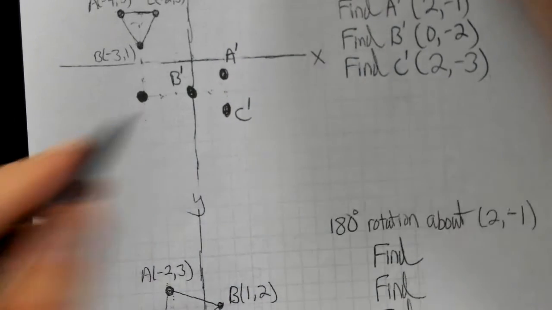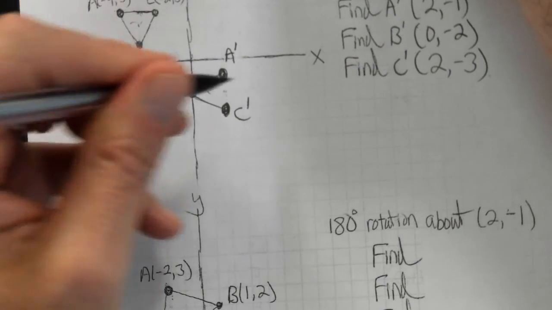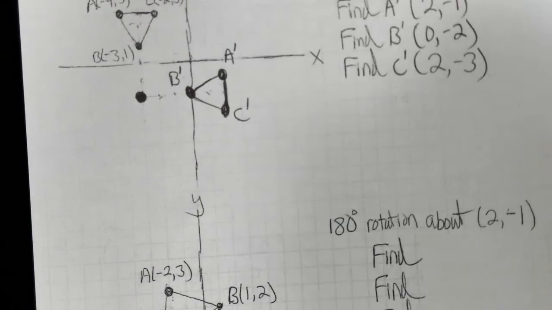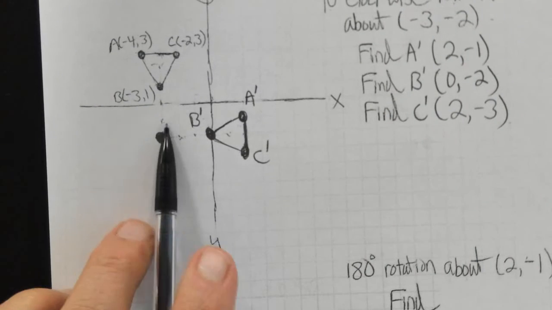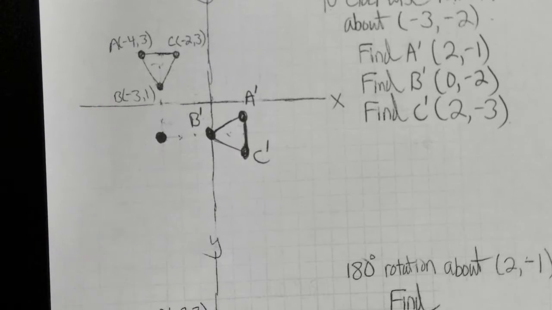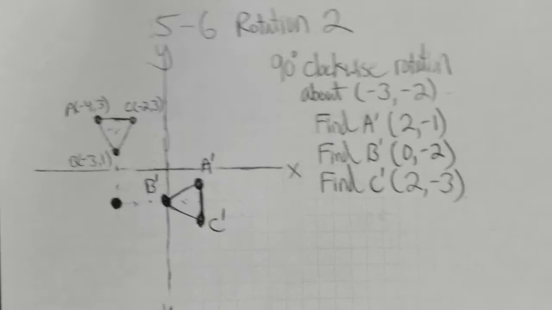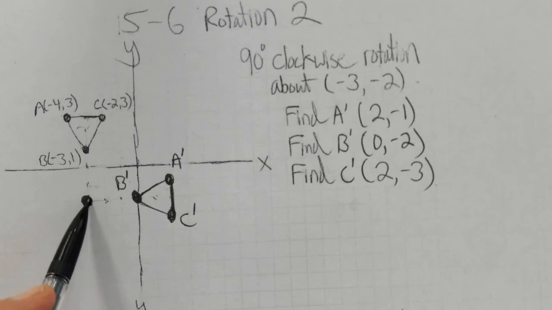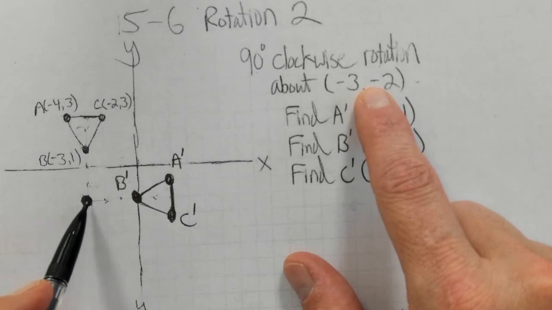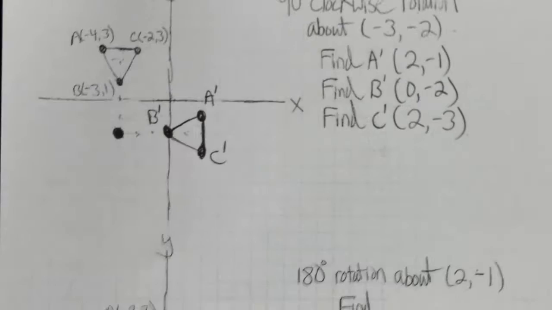2, -3. And so when we draw in the triangle, we can see that indeed the rotation has taken place 90 degrees clockwise. All right. So the big thing that you need to make sure you understand is that everything is rotating around the center of rotation, which is not 0, 0. All right. So please keep that in mind.